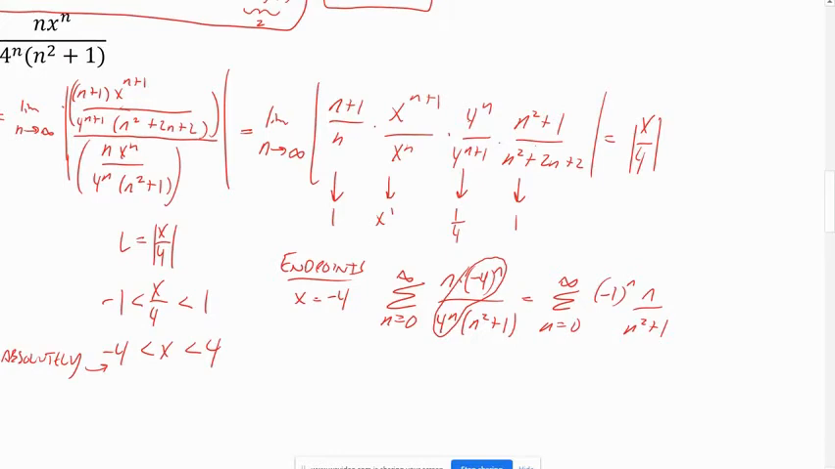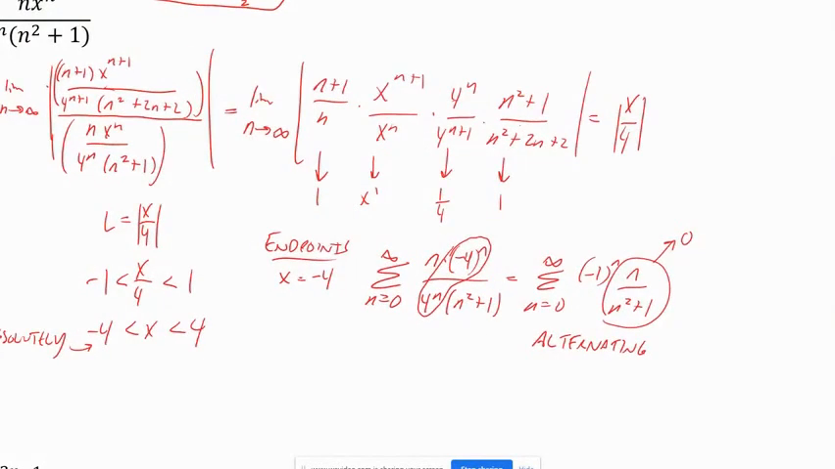This is an alternating series. And as n goes to infinity, this is going to approach 0. So remember, by the alternating series test, when we have an alternating series with the terms approaching 0, then it's going to converge. So we'll say at x equals -4, the series is going to converge. It converges by the alternating series test.